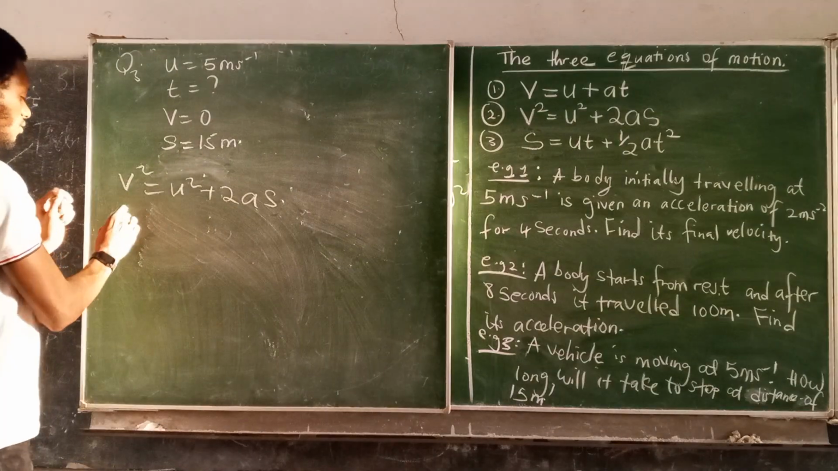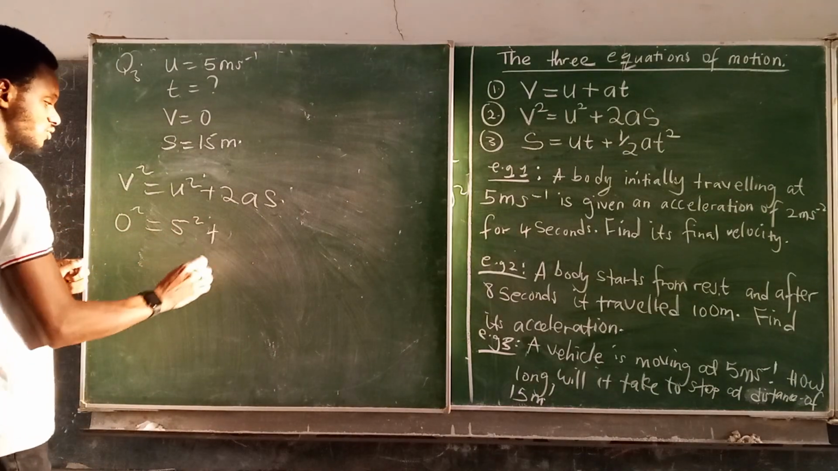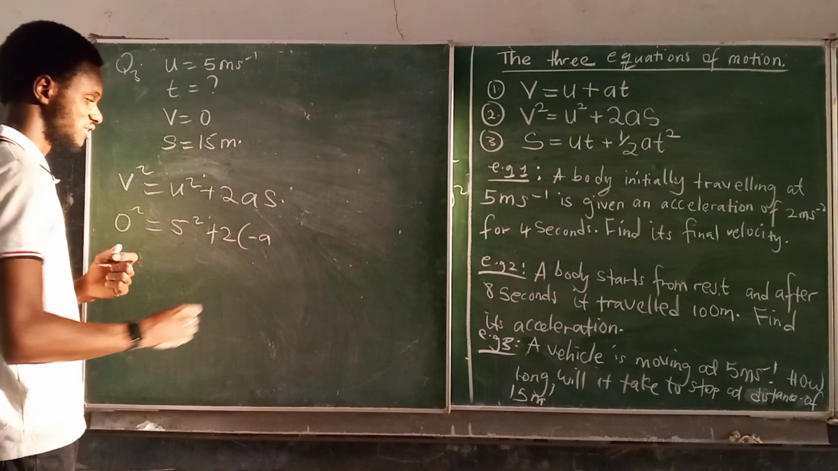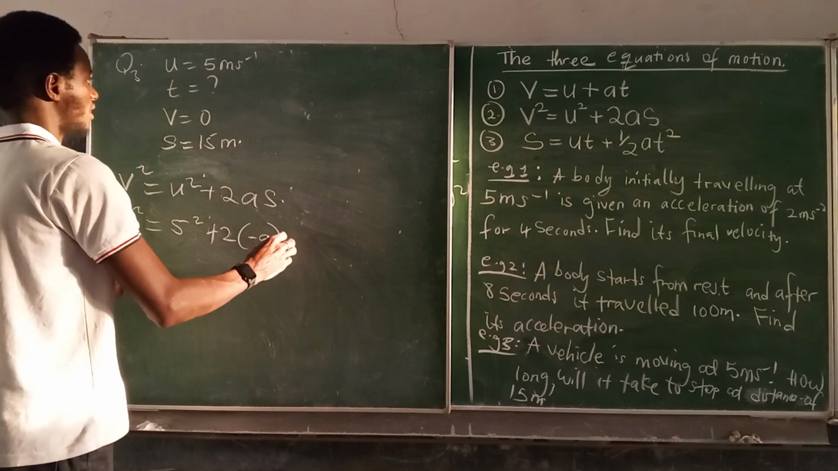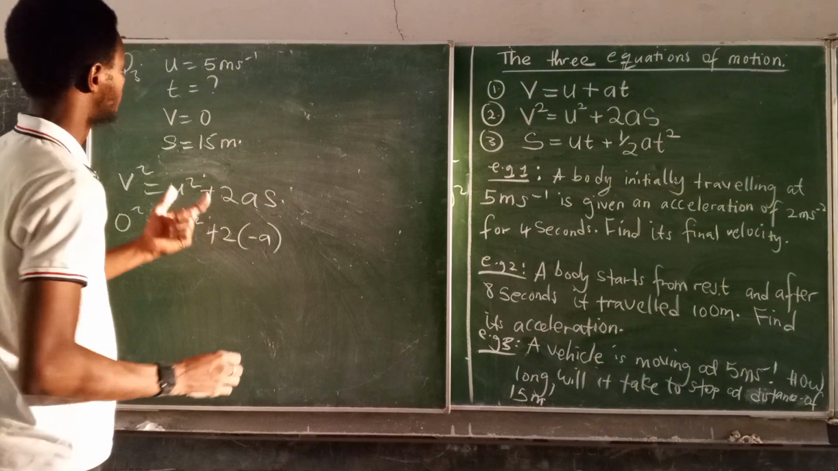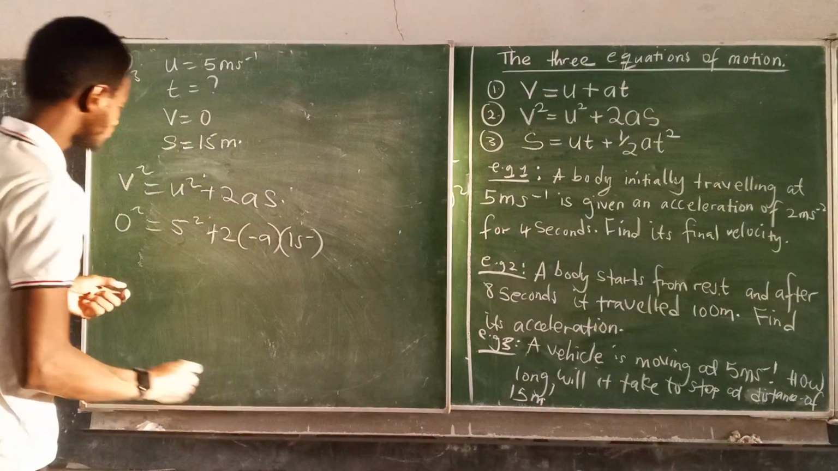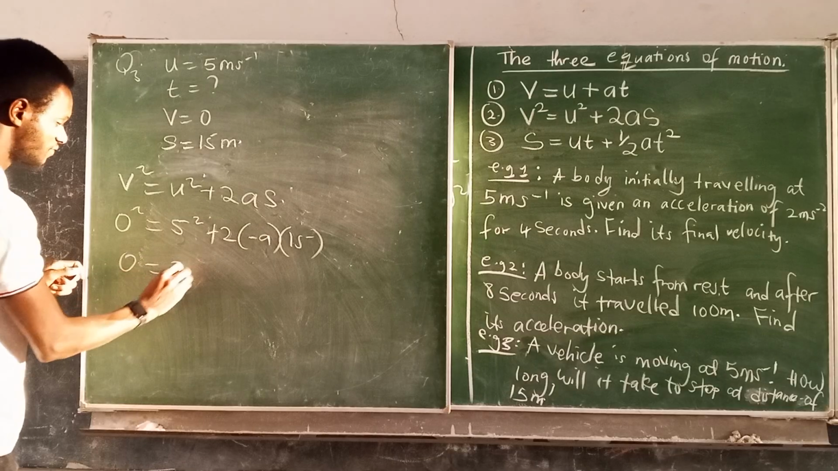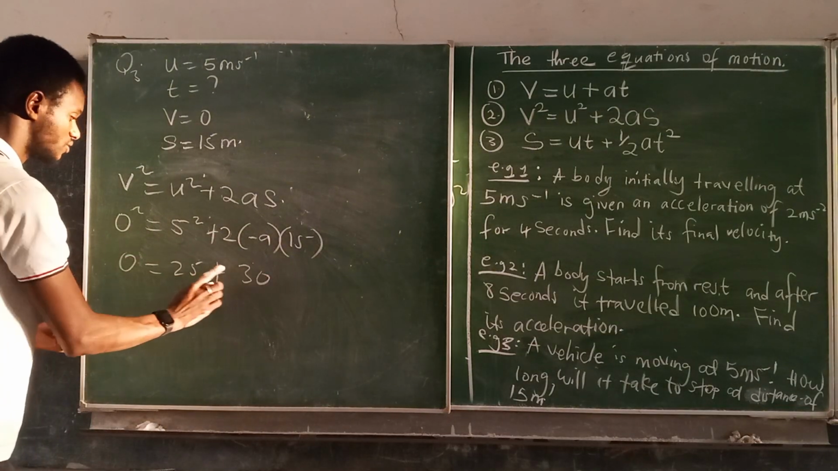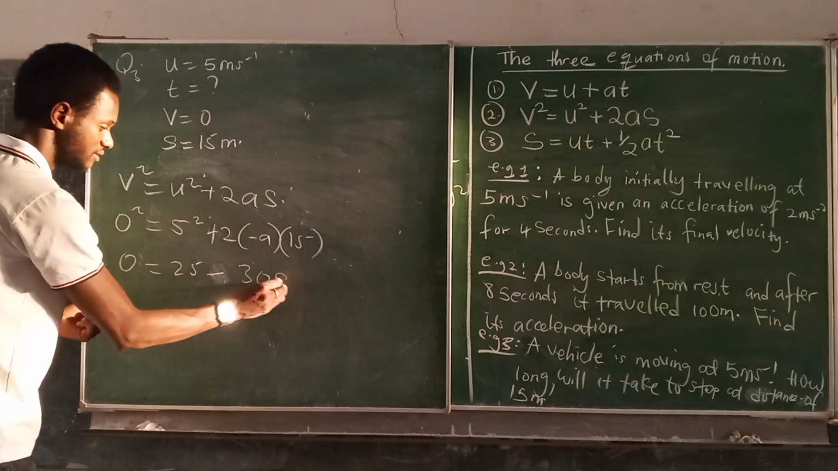So v is 0, and 0 squared is 0. The u is 5, squared, plus 2 times negative a, because we are dealing with retardation, and the distance s is 15 meters. So 0 is equal to 25 plus 2 times 15, that's 30, so plus and minus gives minus 30a.